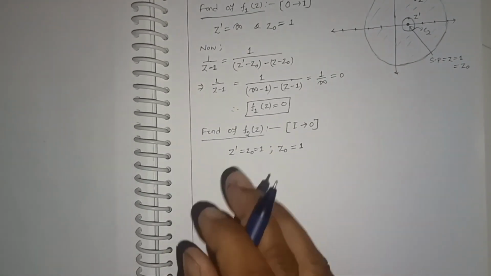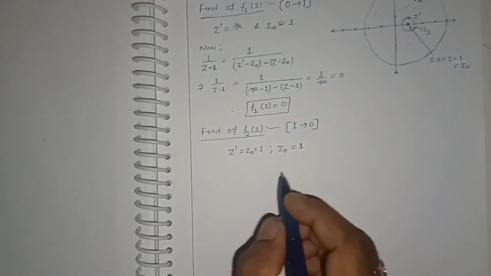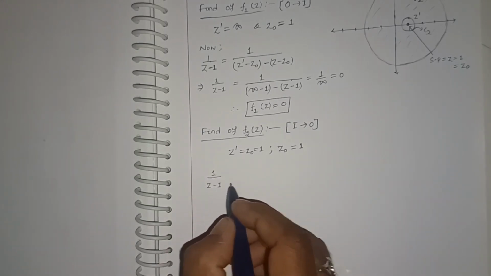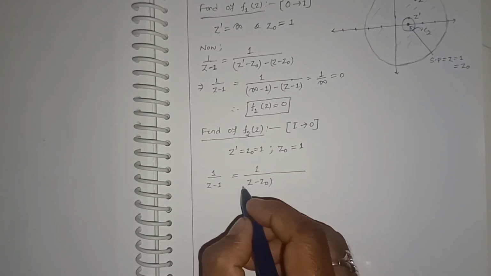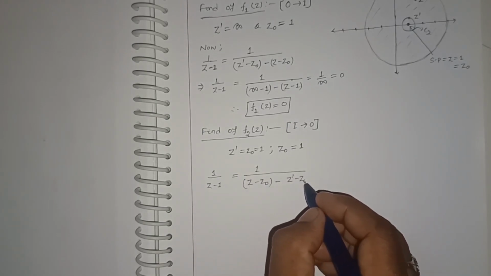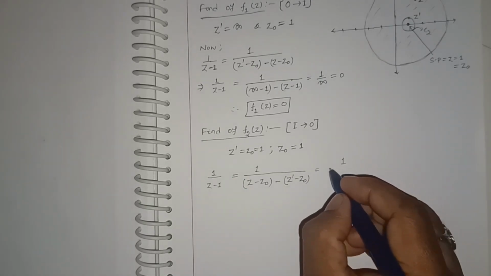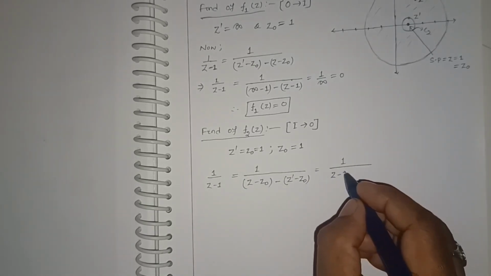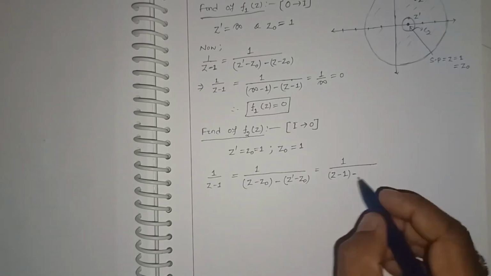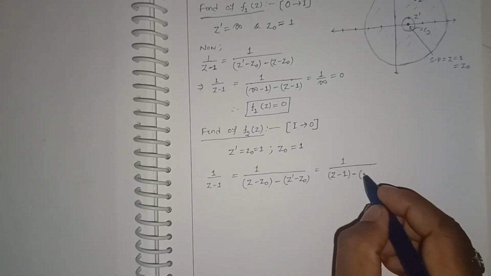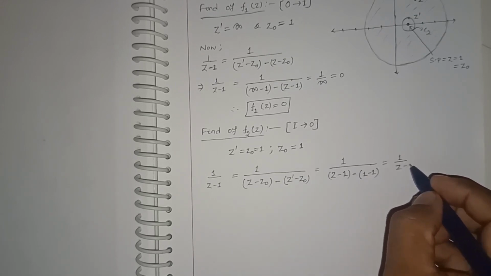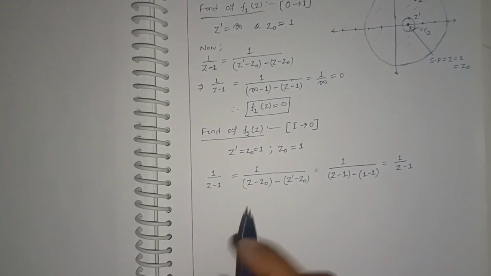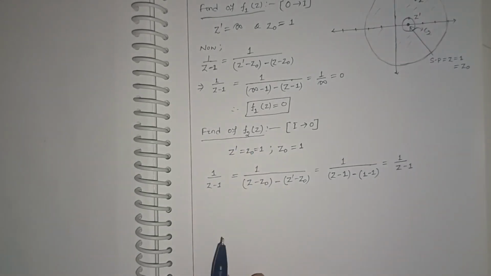Now we are going to write the function's denominator in this form. So 1 by 1 minus z, first we write in the general form, that is (z minus z0) minus (z dash minus z0). This will be equal to z minus z0, which is 1, minus z dash, which is 1, minus z0, which is also 1. Finally we found 1 by z minus 1. So here we found f2(z) equal to 1 by z minus 1.